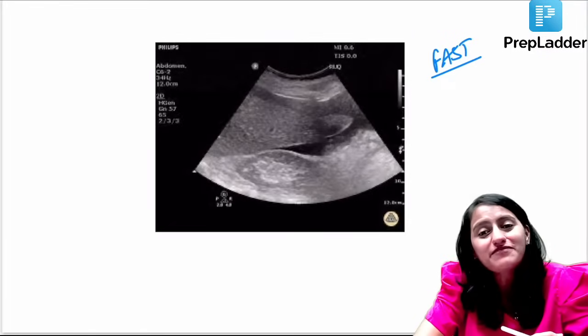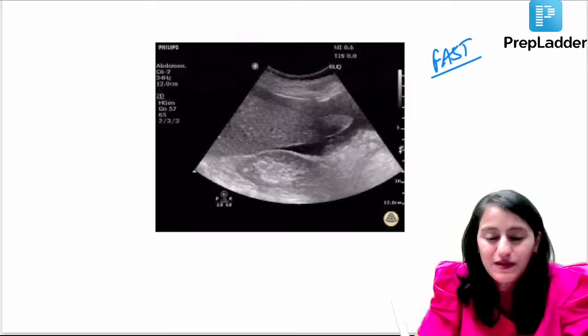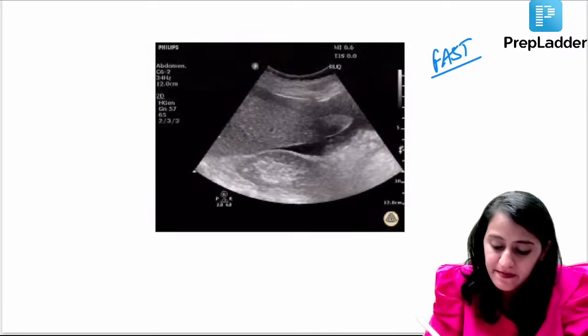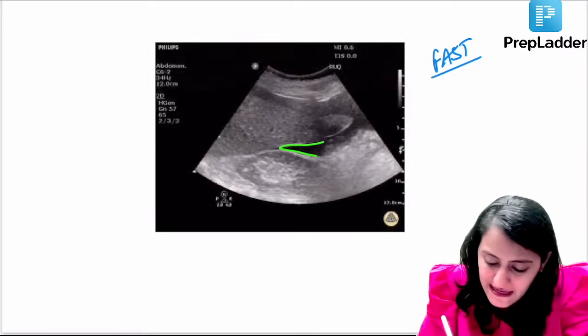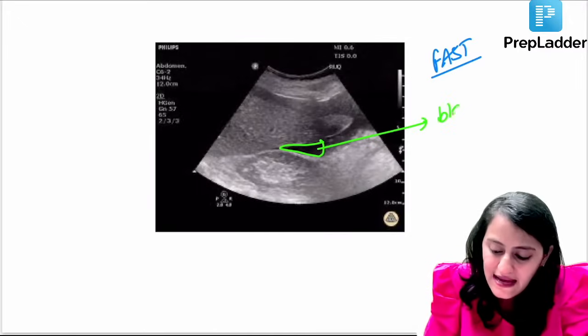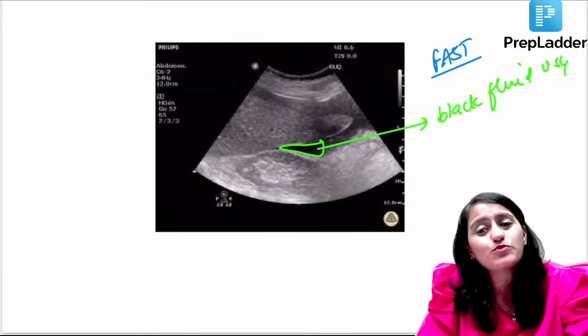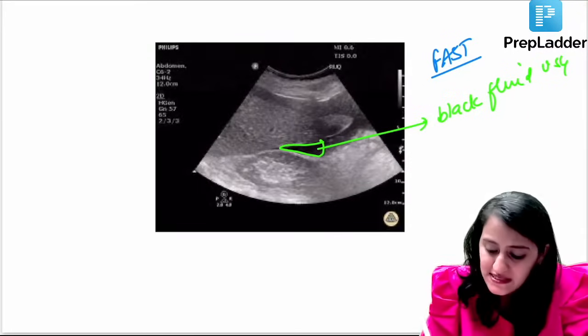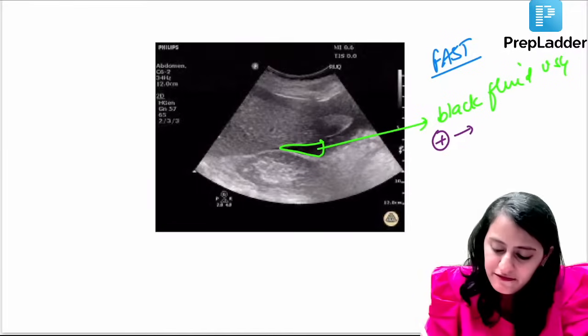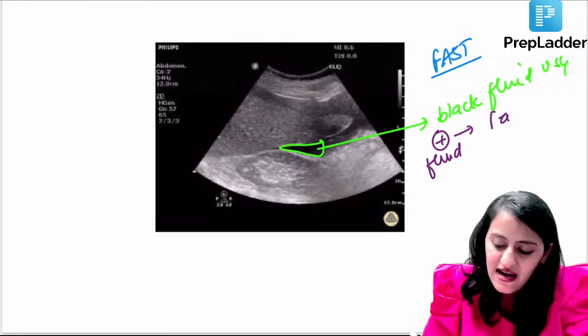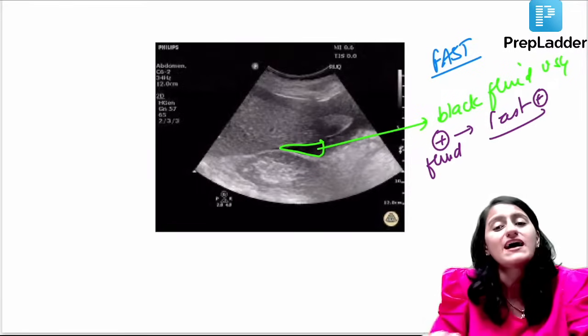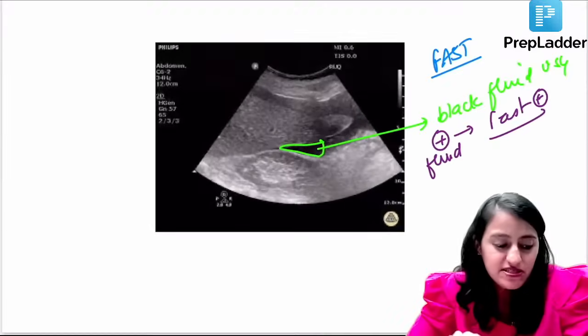FAST positive hai, FAST negative hai. Based on the image, what will you say? Is it FAST positive or negative? You can see that there is this black fluid. Remember, black is fluid on ultrasound. On ultrasound, what is black is fluid. If you are seeing the fluid is present, it is FAST positive. Okay, so this is FAST positive.